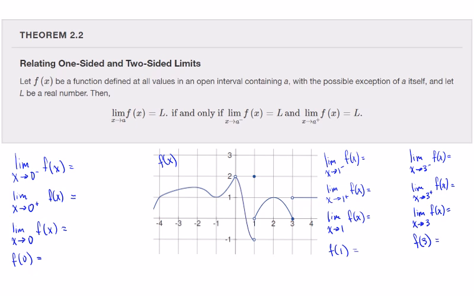If they're not the same, that's when you get a DNE, or does not exist. So else, if the limit as x approaches a from the left of f of x does not equal the limit as x approaches a from the right of f of x, then that yields a DNE, does not exist. Remember, you can also use the backwards E with the slash. All right, so let's look at this example here.